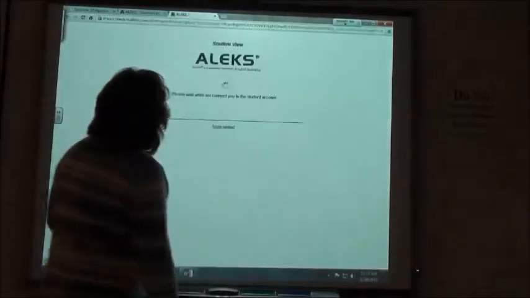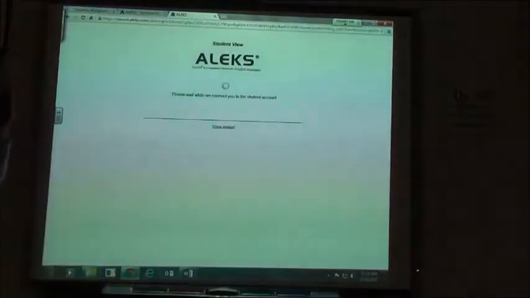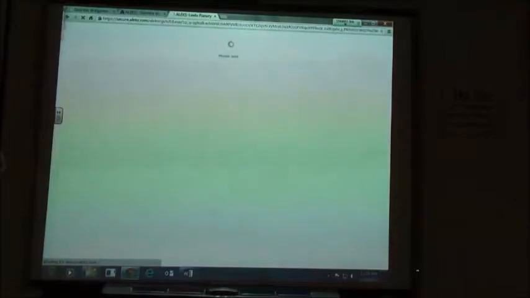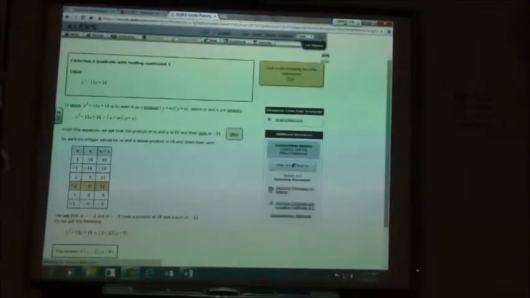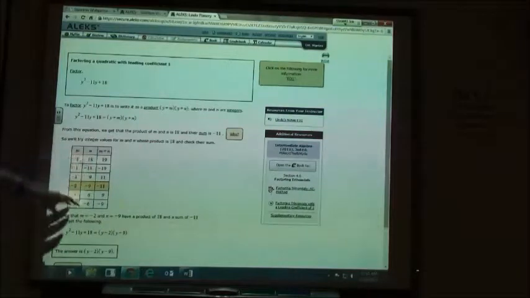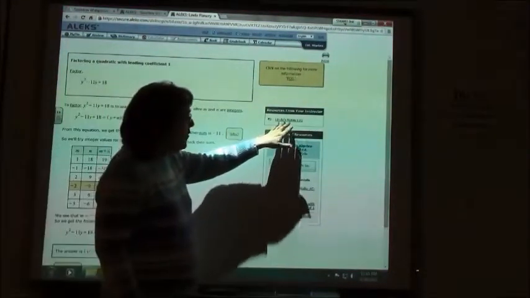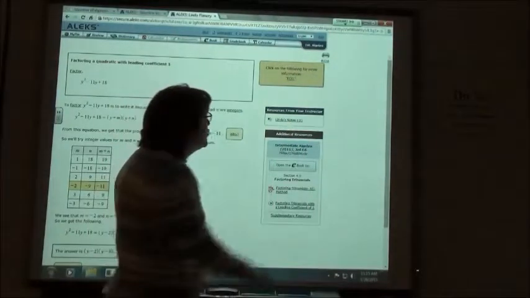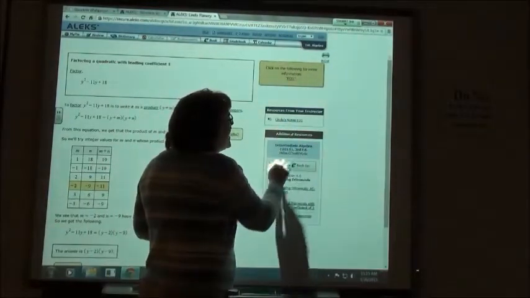I've got to get back to my student view here. If you go to the explain on factoring a quadratic with leading coefficient of 1, you have this ALEKS explanation with this big old long table. If you go over to the side, there's resources from your instructor, me. It says Linda's Notes E31.